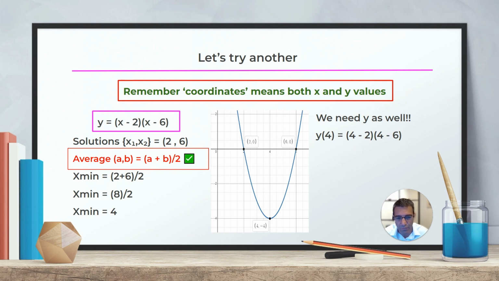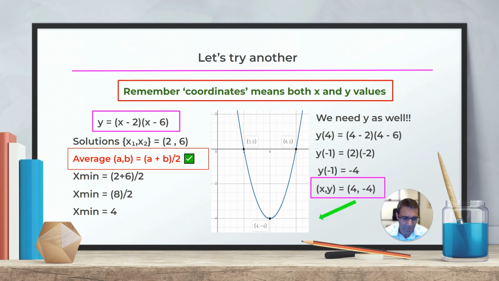Y of 4 is equal to 4 minus 2 times 4 minus 6. And 4 minus 2 is 2. 4 minus 6 is negative 2. 2 times negative 2 is indeed negative 4. And that's the coordinate of your minimum. So your minimum point is at 4, negative 4. There you go, and the green arrow is pointing to it. This is how you find the coordinates of a vertex using factored form.